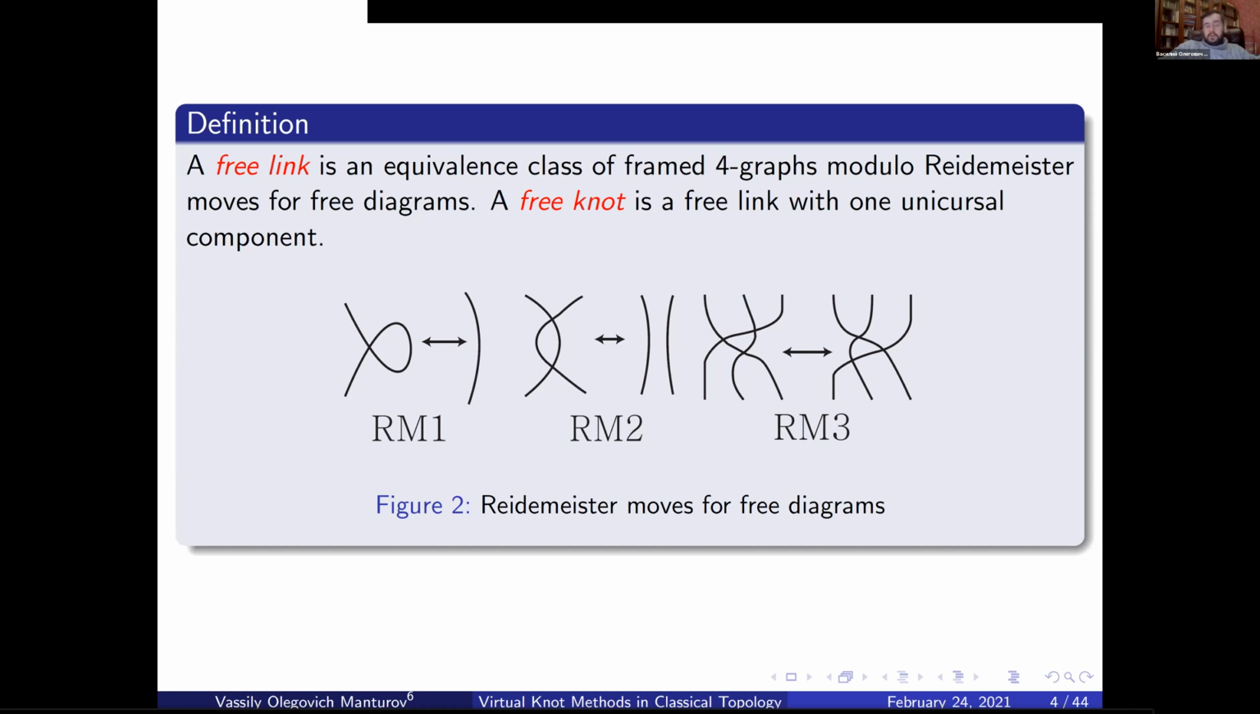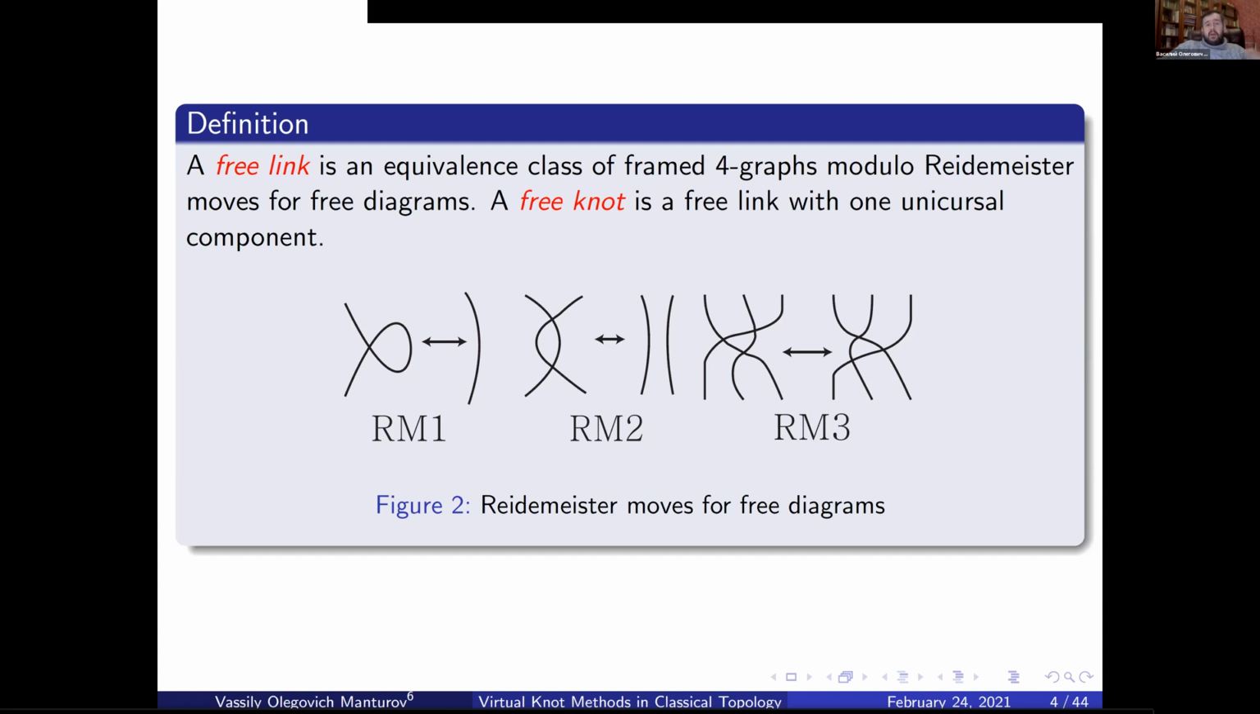So what do I want to do? So first of all, I would like to forget about over-under information for knots. So at each crossing, I do not indicate who is over and who is under. And on the other hand, I want to allow arbitrary framed four-valent graphs. So this means I don't require any planarity. So if I was just forgetting the planarity, and if I stayed with this over and under information, I will get to what is called virtual knot theory.